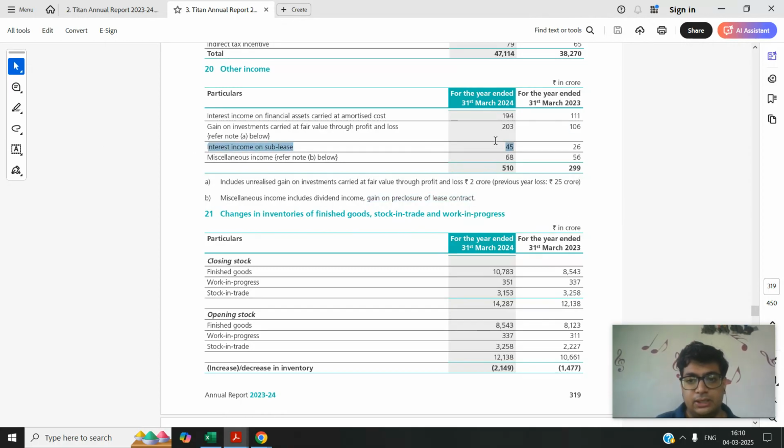Interest income on sublease. So Titan has let out certain assets on lease, and on this letting out it earns some money. So that will come in interest income on sublease. This too, once again, as we discussed in video number 2, these are technical income and we will have a separate discussion about it. But the broad idea is any income besides your main income will go in other income, and usually other income is a very minor proportion of your main income.